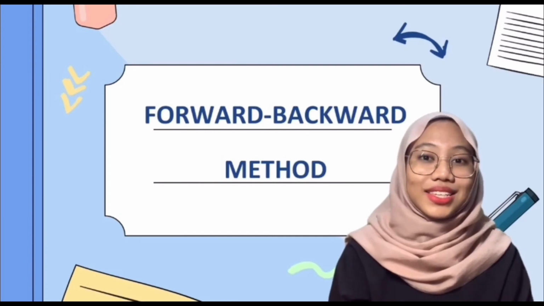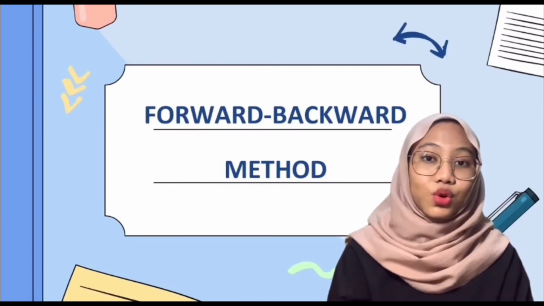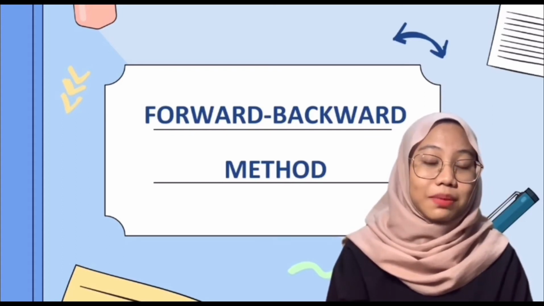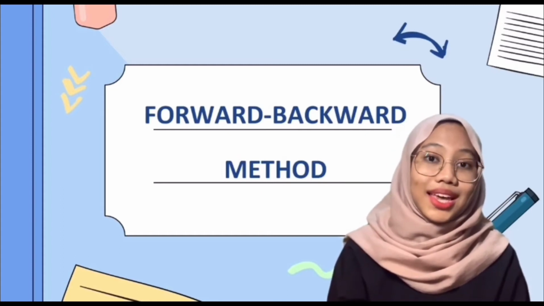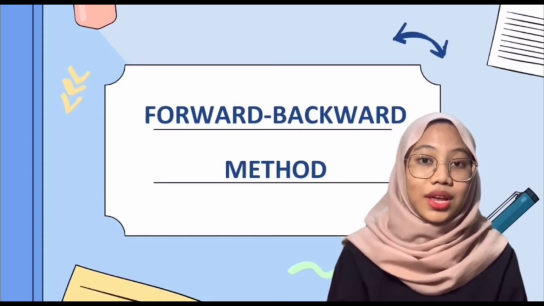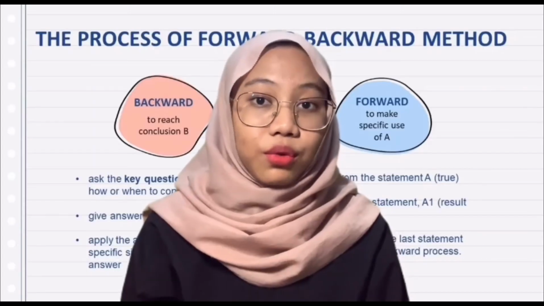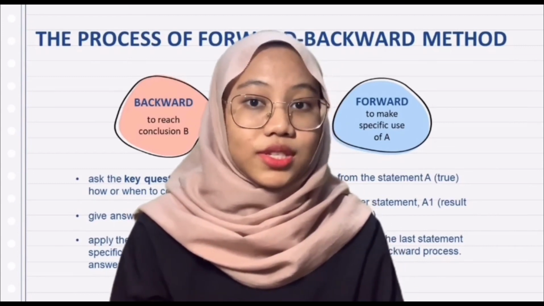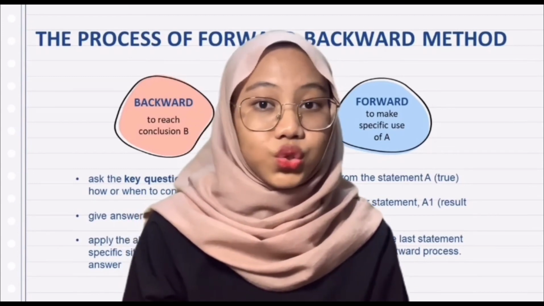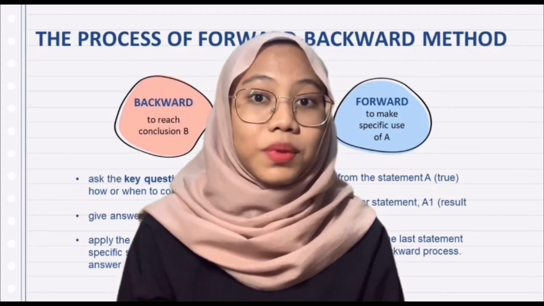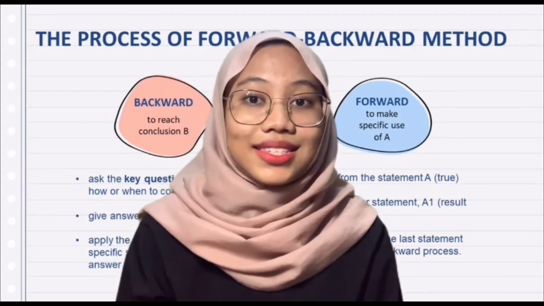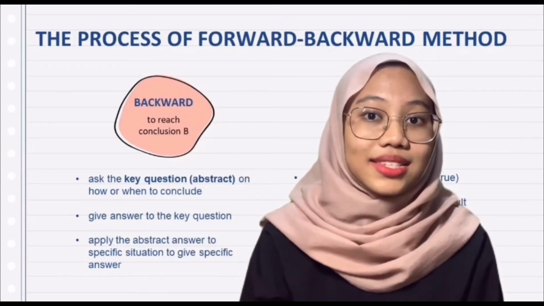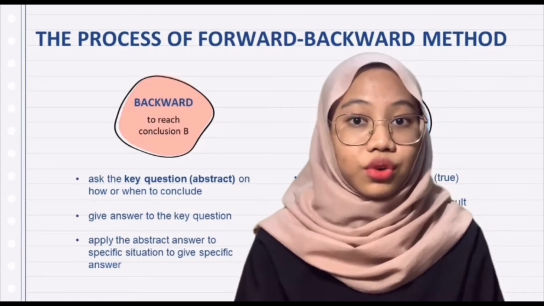The first method is the forward-backward method, which is the most basic one. This method is used to prove the conditional statement if A then B. Assuming A is true, then use this to show that B is true. The forward-backward method involves 2 processes, which is the backward process to reach the conclusion B is true, while the forward process to make specific use of A. Hence, it is called the forward-backward method. To start backwards, ask a key question about the conclusion you are trying to prove.